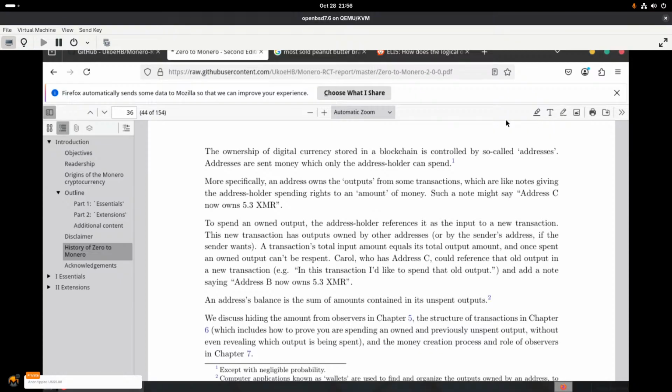Carol, who has address C, could reference that old output in a new transaction, e.g., in this transaction, I'd like to spend that old output, and add a note saying address B now owns 3.5 XMR. An address balance is the sum of amounts contained in the unspent outputs. We discussed hiding the amounts from observers in Chapter 5, and the structure of transactions in Chapter 6, which includes how to prove that you are spending an owned, previously unspent output without even revealing which output is being spent, and then the money creation process and the role of observers in Chapter 7.